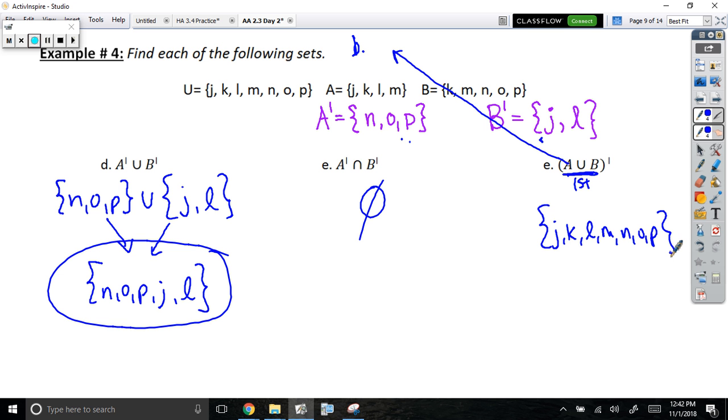This is what's called a two-step problem. The first step is to do what's inside. Then you carry down the little not symbol, or the complement symbol. Now you tell me what is not in this set that's in the original universal. Is it missing anything? J, K, L, M, N, O, P. Nothing's missing, so my final answer is the empty set.